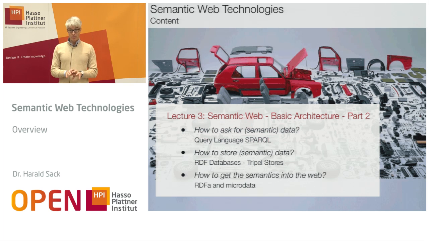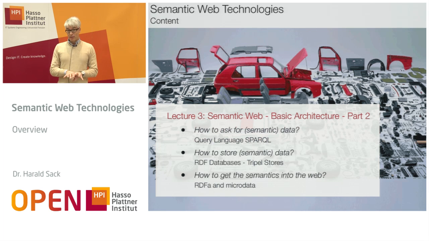Okay, so far, so good. The problem now is, if we have a knowledge base somewhere in a triple store that represents a world in RDF, then we have to get it somewhere on the web. So how do we get semantics into the web? This can be done, for example, with technology called RDFa, which is RDF in attributes, and microdata, which is nothing else but semantic metadata that can be put into the HTML representation of a web page.